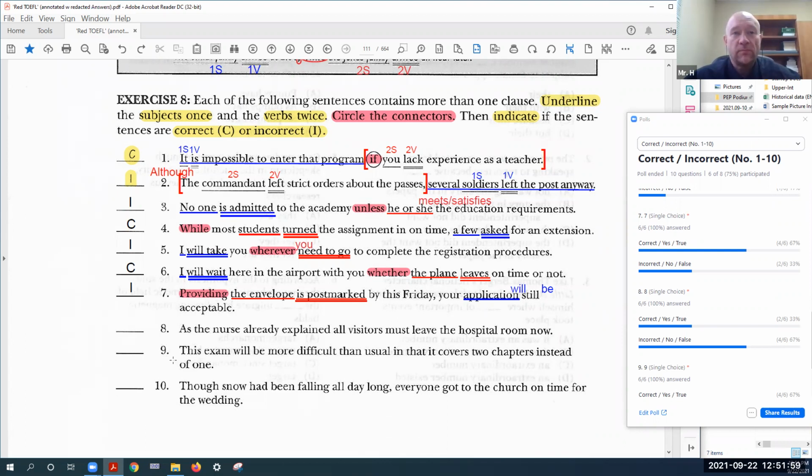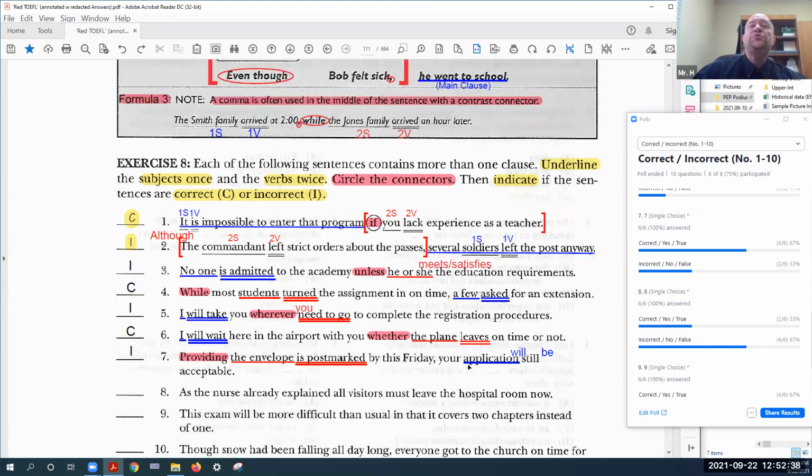What do you think? Number 8, did you choose correct? You don't remember? No, it's not correct. Oh, it is incorrect. Okay. So where's the main clause? Can you find a connector?